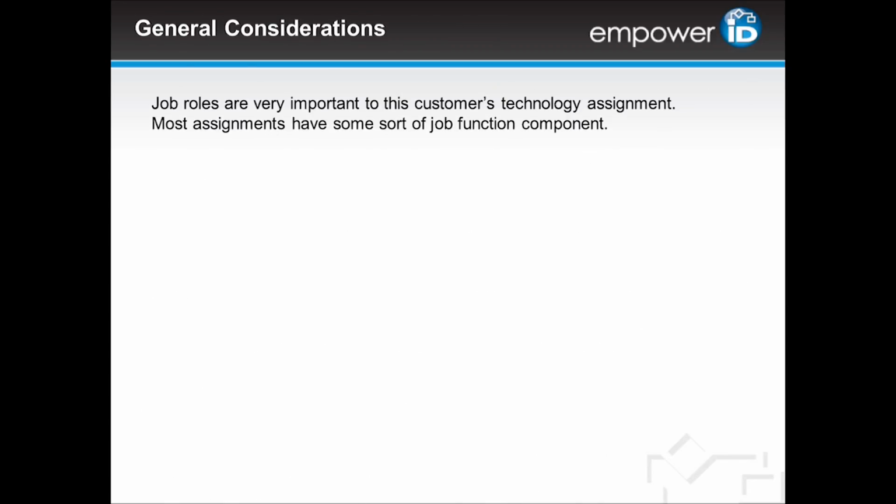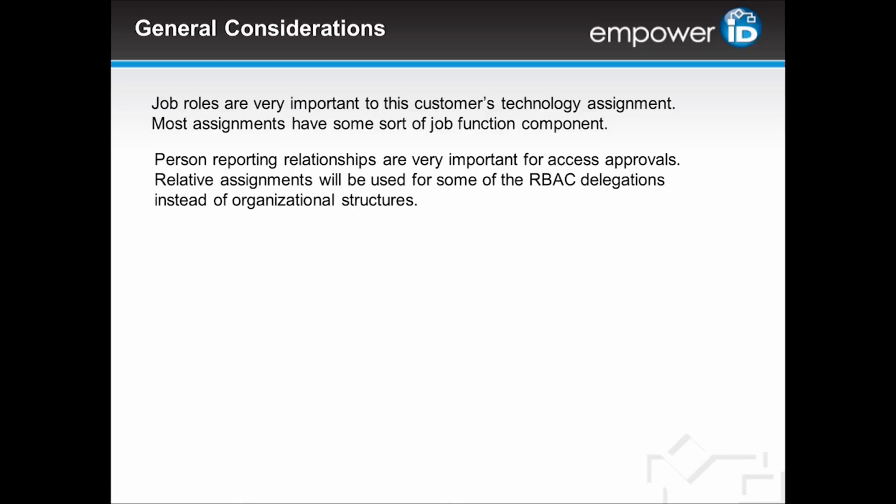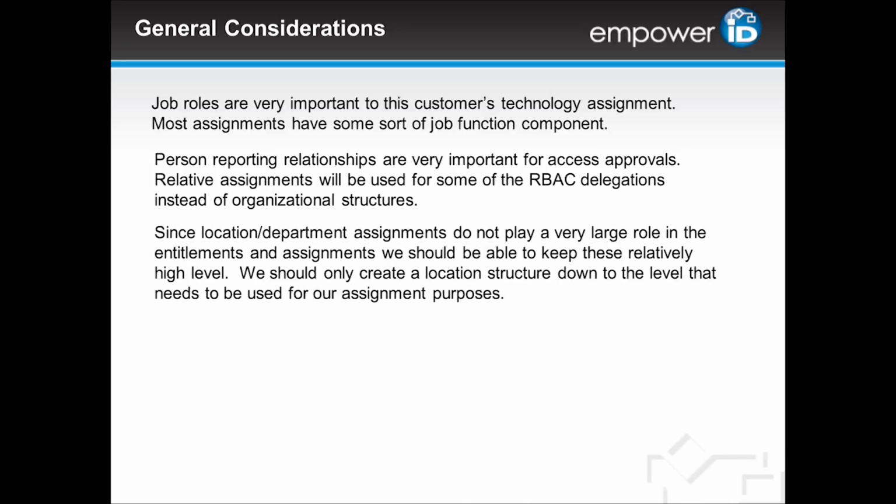So some general considerations. Number one, job roles are very important to this customer and to their technology assignments, so most assignments will have some sort of job function component. Person reporting relationships are also very important for access approvals, and relative assignments will be used for some of the RBAC delegations instead of organizational structures. Now, since the location and department assignments do not play a very large role in the entitlements and assignments, we need to keep these relatively high level. So we should only create a location structure down to the level that needs to be used for our assignment purposes.